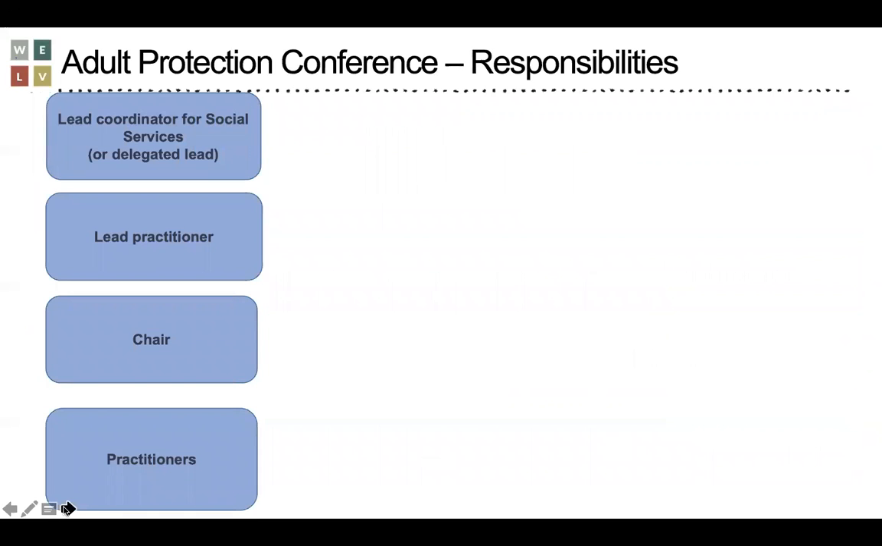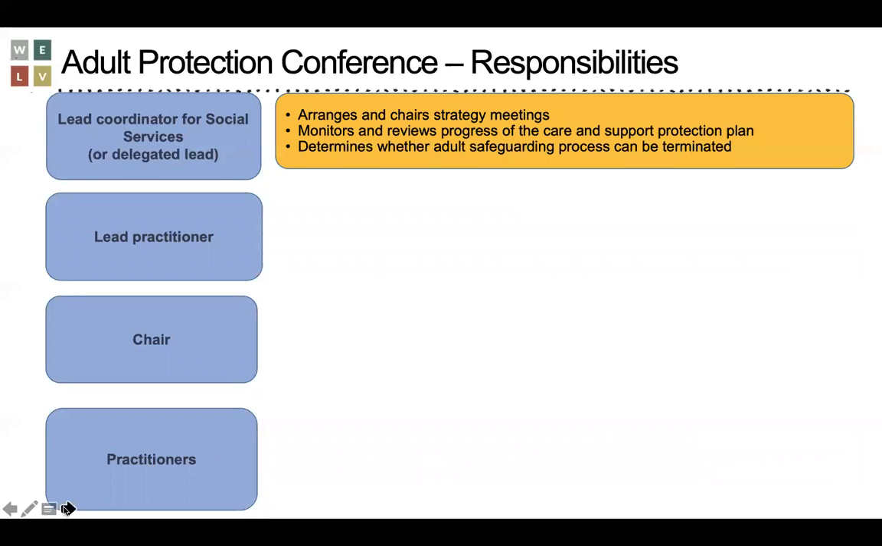In terms of responsibilities, again, a reminder that an adult protection conference can be held very early on in this process. The first responsibility is that of the lead coordinator for social services, or the delegated lead. That person will be responsible for arranging and chairing the strategy meetings, monitoring and reviewing the progress of the care and support protection plan, and determining whether adult safeguarding processes can be terminated.